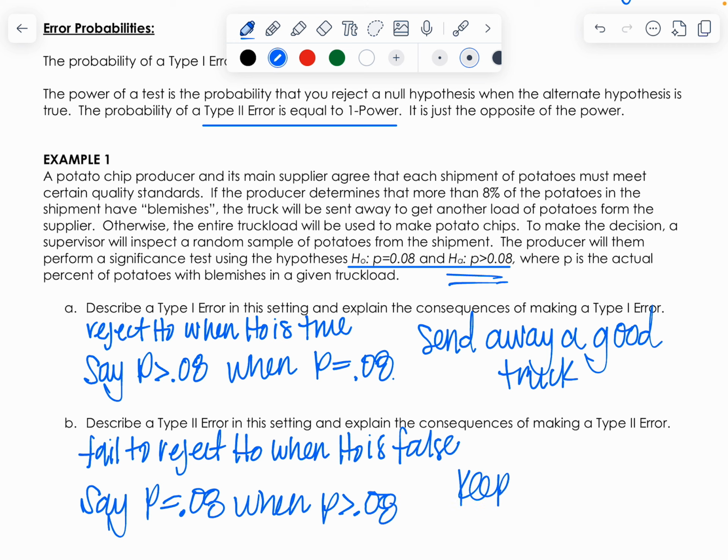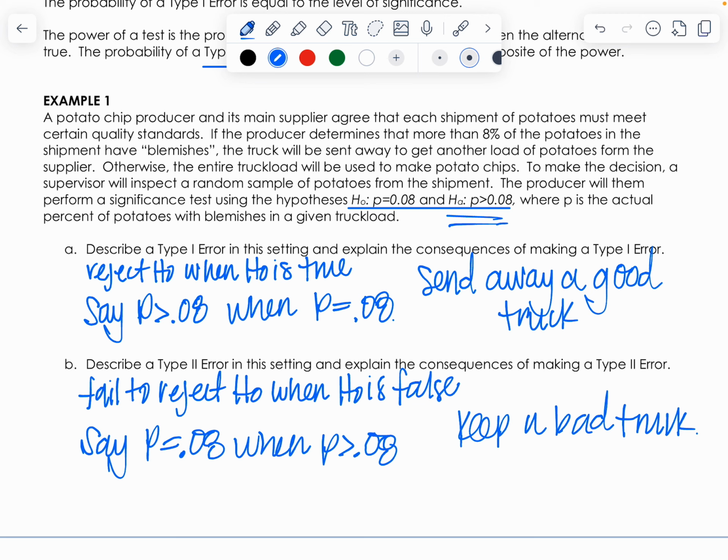All right. Now we could talk about which is a worse mistake here, right? Type 1 error causes us to send away a good truck, which costs us money, time, energy, all of that. Whereas a type 2 error causes us to keep a bad truck and make potato chips with bad potatoes, which is not great either, but for different reasons.